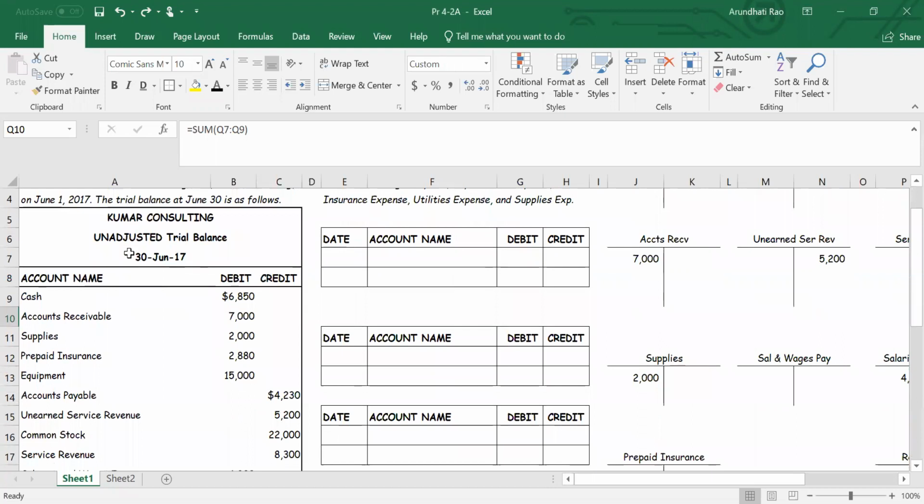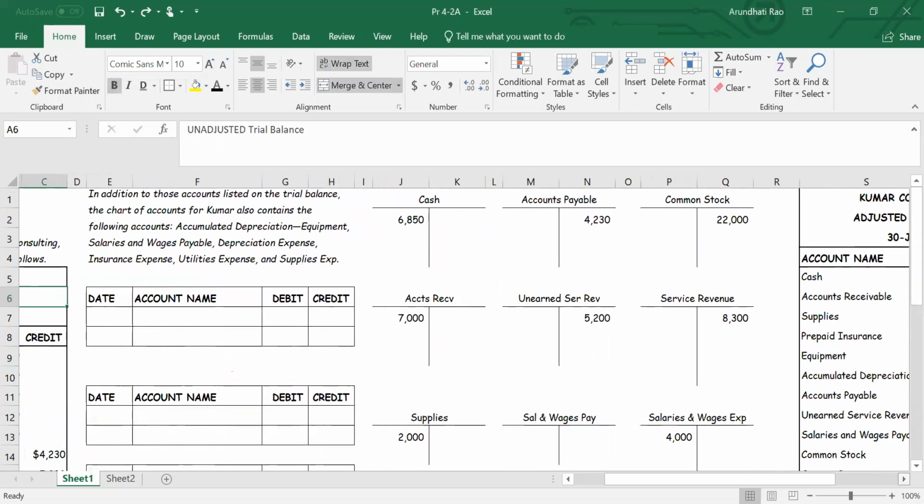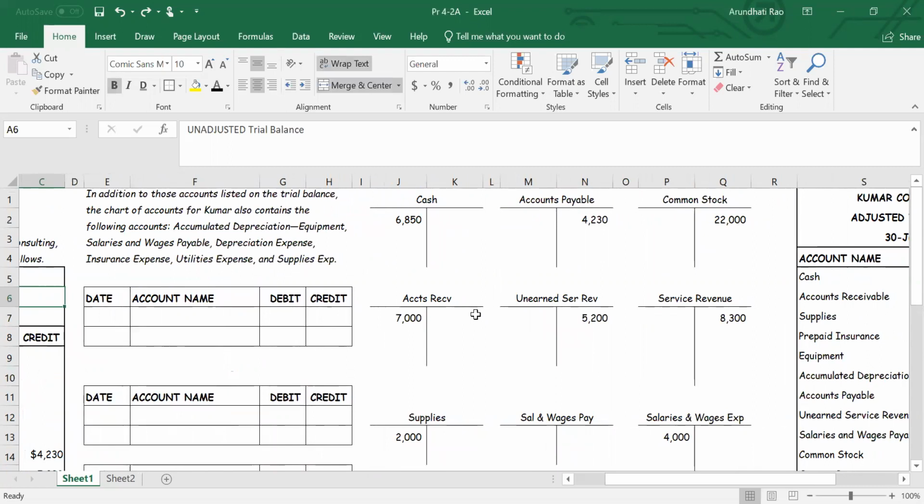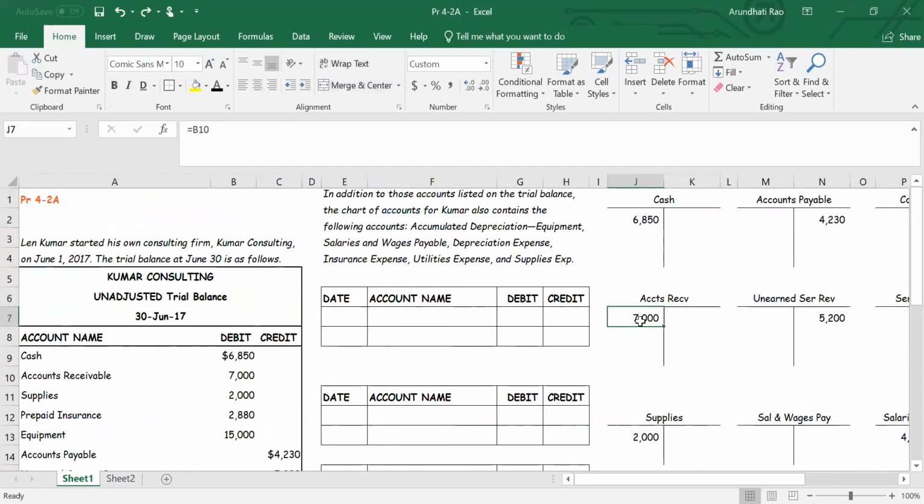In Excel, I have copied down the trial balance and I've called it the unadjusted trial balance, just to distinguish that from the adjusted trial balance. We will be working through adjusting entries, which will be in the journal. I have opened T accounts with the beginning balances as was presented in the trial balance. So cash, for instance, had a balance of $6,850, accounts receivable $7,000. So you will see I have cash account $6,850, accounts receivable $7,000.